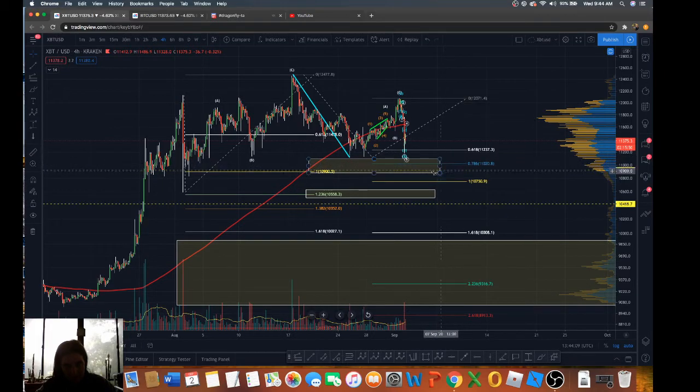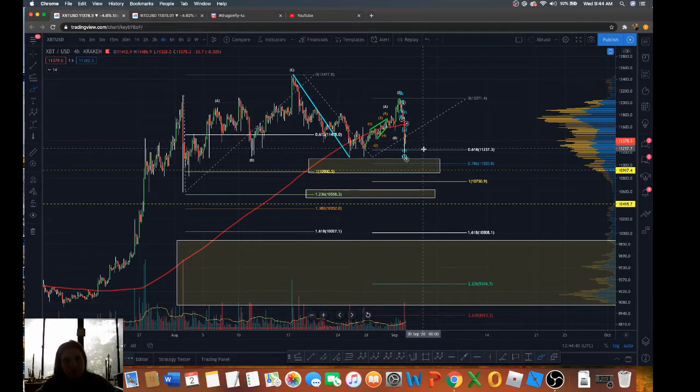As I said before, we have support coming in to these 3 areas. 10,900, 10,500, and this big support here coming in around 10,000. With each support area, you want to look for the same exact thing as I was telling you on the lower time frame.